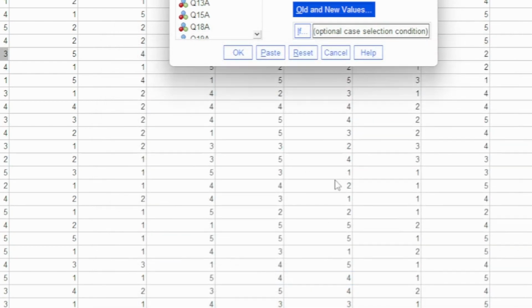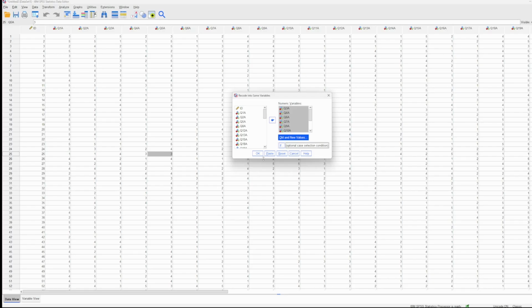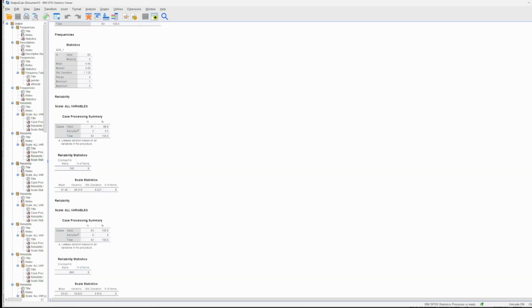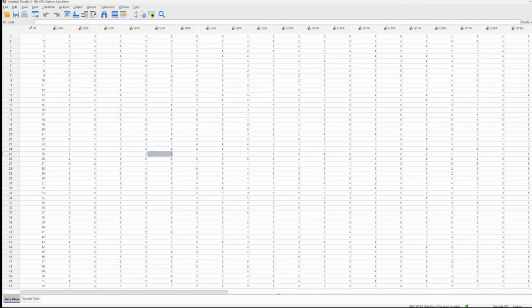You don't need to do anything else. Don't worry about if. It's not important for this particular point. And then we click OK. So for question 3, 5 should become 1 and 1 should become 5. So just double check in these particular rows how it should be. Close that for now. The 5 will become 1 and 1 will become 5. That's what we got.